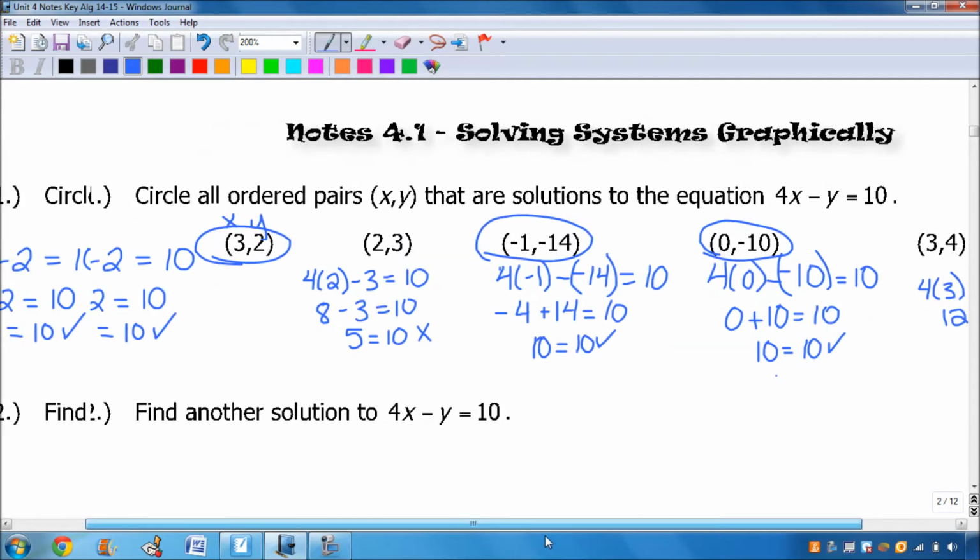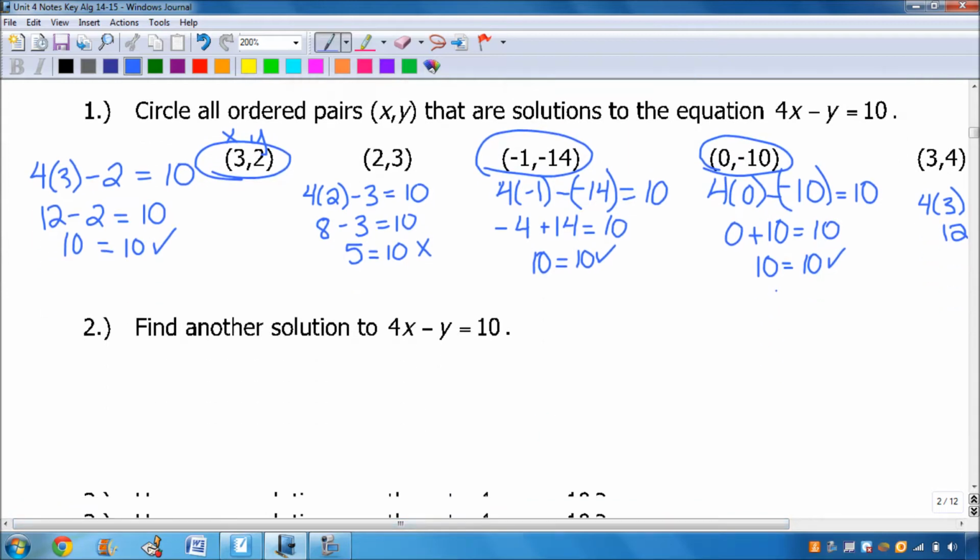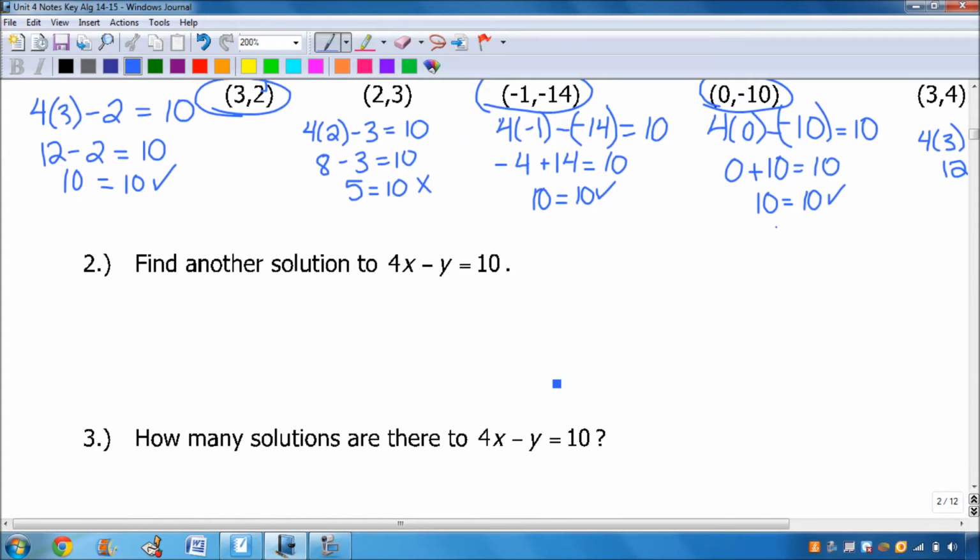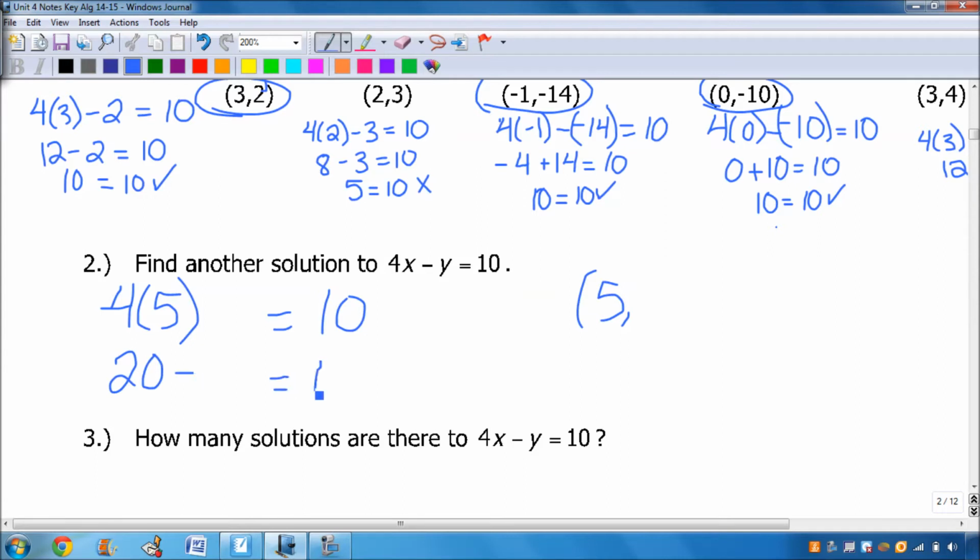All right, question 2. Find another solution to 4x minus y equals 10. So you can really make up any solution you want. So I'm going to just make up that x is 5. So if I were to do 4 times 5 minus y equals 10, I would get 20 minus something equals 10. Well, that something that I need is a 10. I could solve it, okay, but I'm not going to spend the time doing that. So that means that (5, 10) is a solution, right? Go ahead and find another solution and see what you get, and then come back to me.